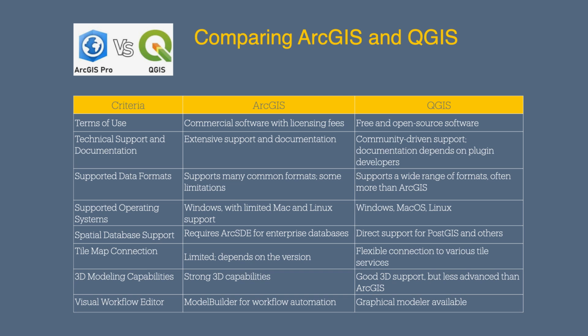However, QGIS has an active community. They constantly work to improve the program's features. QGIS also supports different operating systems like Windows, MacOS, and Linux. This allows more people to use this program. ArcGIS offers good features for 3D modeling. However, working with special databases may require extra software.